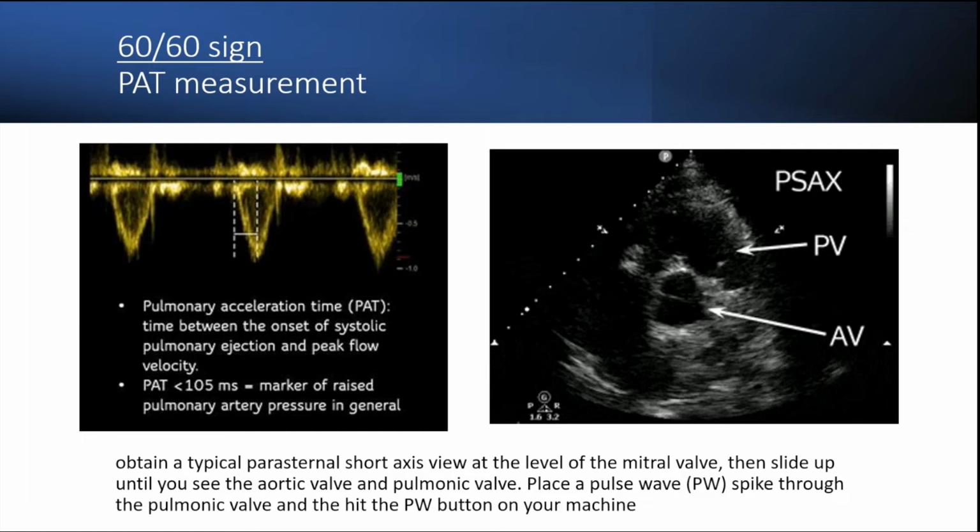The pulmonary acceleration time is the time between the onset of systolic pulmonary ejection and the peak flow velocity. If it's less than 105, it's a marker of raised pulmonary artery pressure in general. If you have an acceleration time less than 60, with the pulmonary arterial systolic pressure also less than 60, and also signs of RV strain like the D sign or RV dilation on ultrasound, that's suggesting PE.